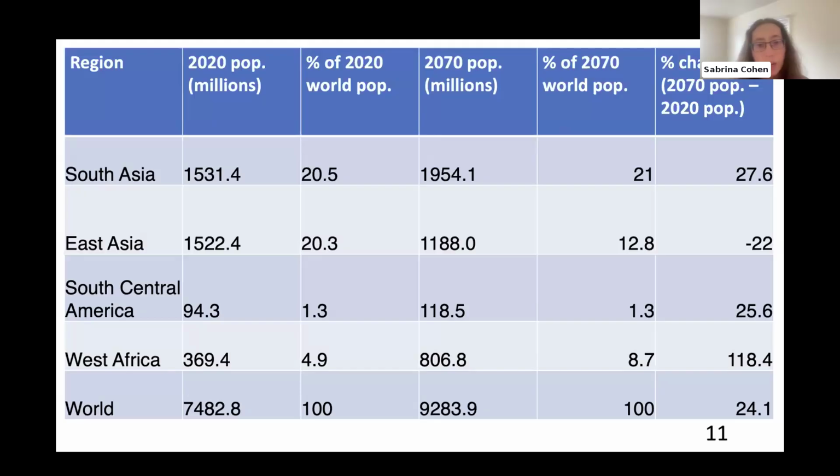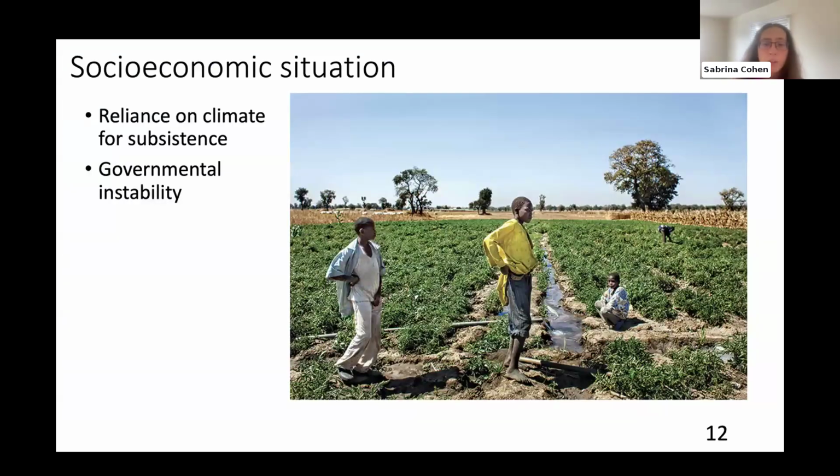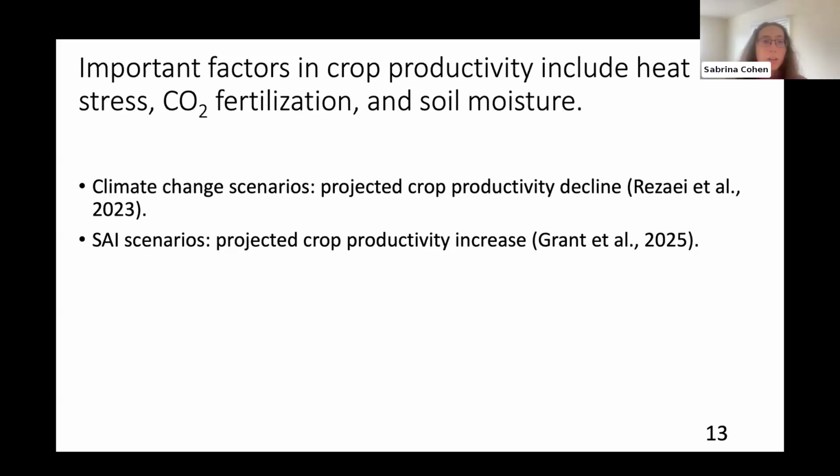So there are a lot of people, and the more people there are, obviously, the more important it is to consider how climate change and SAI, how these climate futures, could impact all these people. And in many of these regions, there's a large reliance on climate for subsistence agriculture, and there's governmental instability. So it's really important to look at how climate change and SAI could impact these regions specifically. All right, obviously, this is a Phytobiomes Alliance talk, so I will be focusing primarily on crop productivity, but I'll be doing so from a holistic sense.